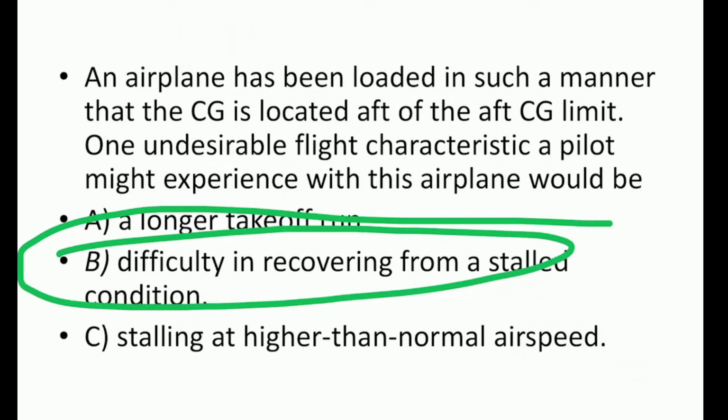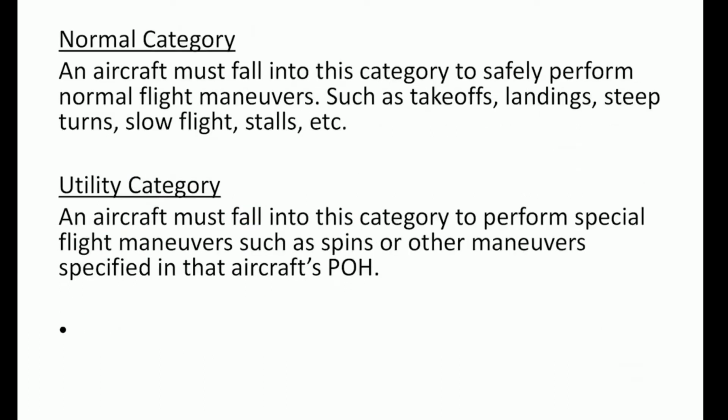Your aircraft is certified for a few different categories, and when you do your weight and balance, depending on how the weight and balance lines up, you can end up in either normal category or utility category. Normal category is for your regular maneuvers: takeoffs, landings, steep turns, slow flight, and stalls. But if you're trying to do things like spins or other maneuvers, you have to make sure the aircraft is weighed for utility category.